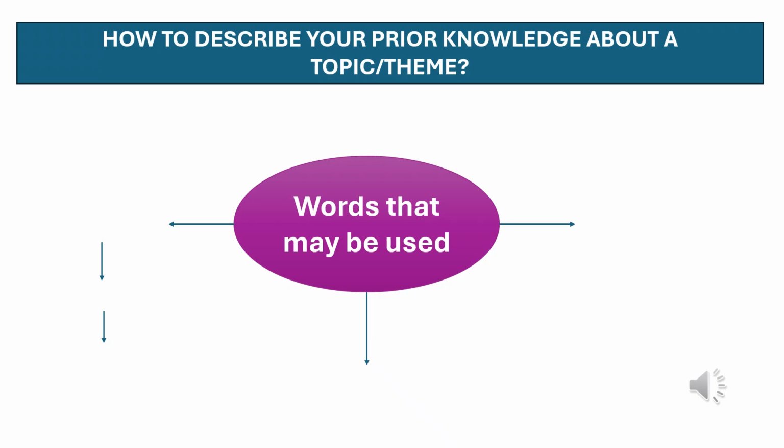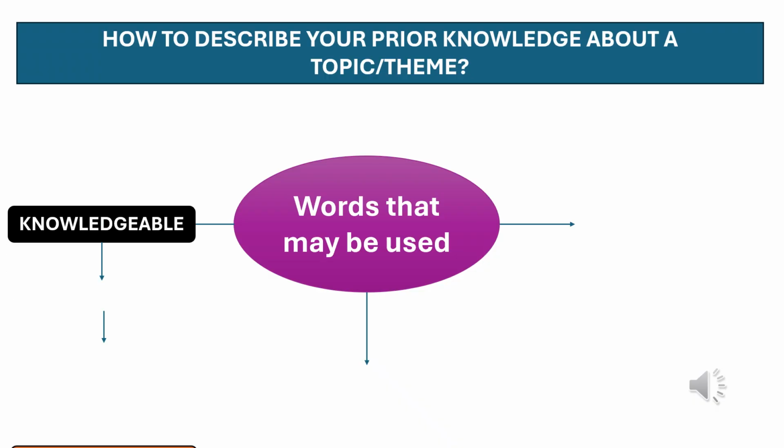Describe your prior knowledge about a topic or theme. So words that may be utilized are as follows. 1. Knowledgeable, which means that I was aware of or cognizant of. You could use words such as limited: I had limited knowledge of. Or basic: I had basic knowledge of.